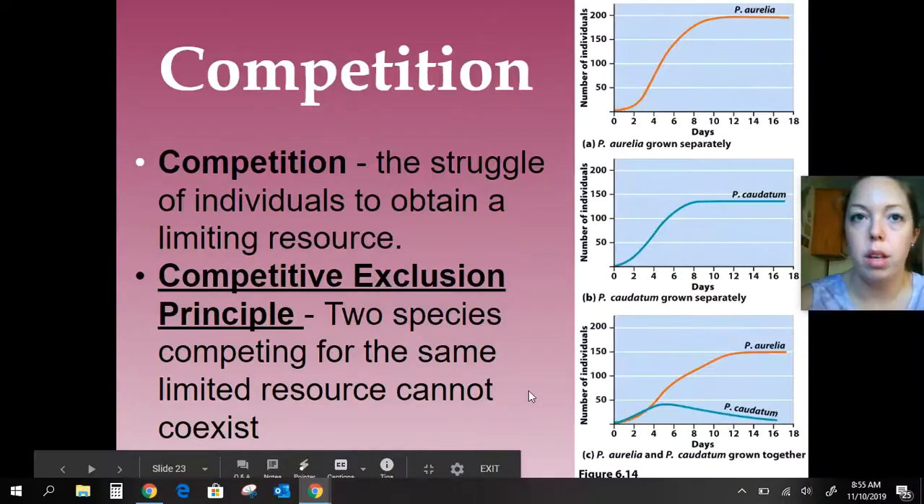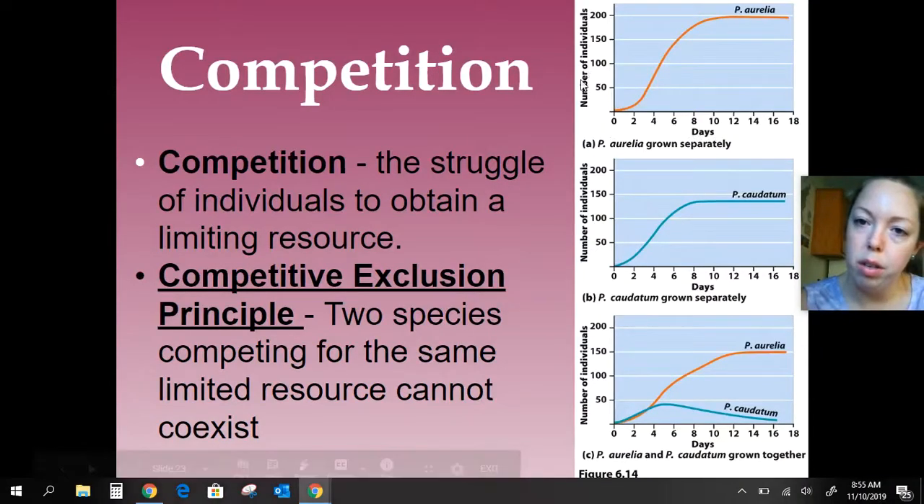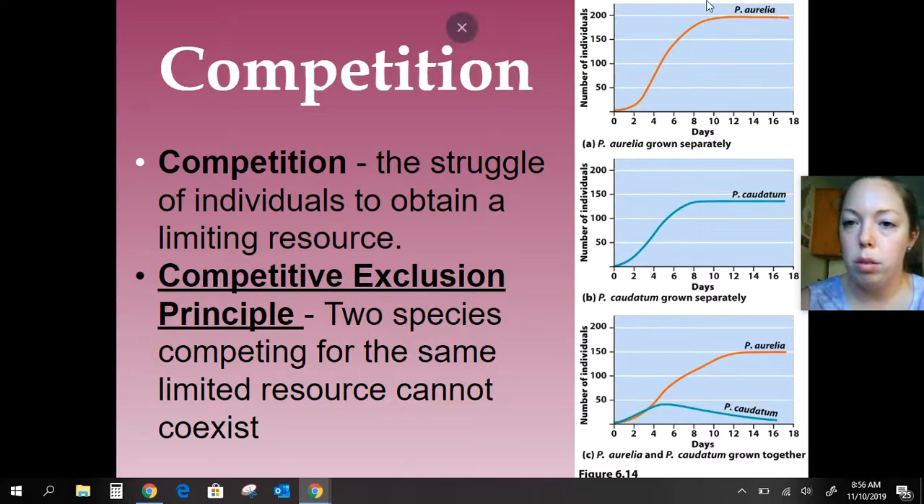Might look a little confusing. So you can see the days and number of individuals here. When they were living alone in their habitat, you can see that this species here, P. aurelia, grew slowly, reached carrying capacity, and it was a pretty successful population of that species, right? Also, the same thing happened here. It grew slowly, reached carrying capacity, everything is good.